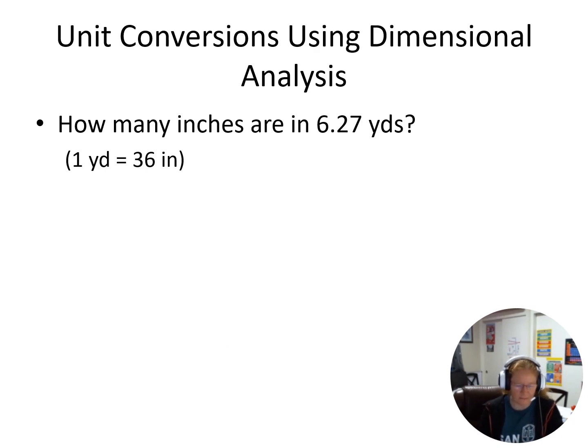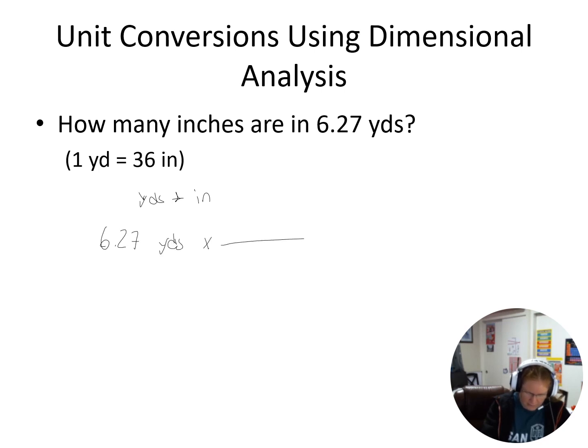Okay, start off a little bit easy here. I'll give you a single step conversion. We want to know how many inches there are in 6.27 yards. Okay. So we have yards to inches that we want to do. Okay, so we have our 6.27 yards. We need to cross off yards. We're going to put 1 yard on the bottom and 36 inches on the top.